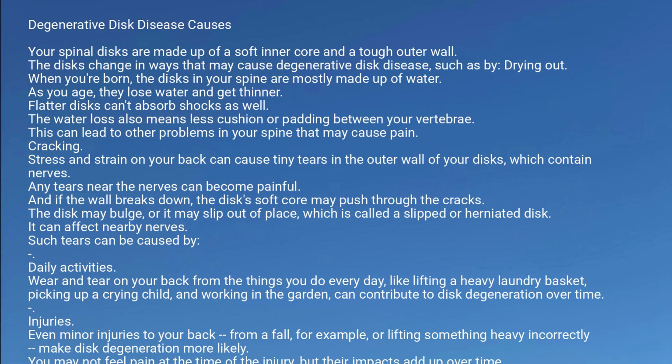Cracking. Stress and strain on your back can cause tiny tears in the outer wall of your discs, which contain nerves. Any tears near the nerves can become painful, and if the wall breaks down, the disc's soft core may push through the cracks. The disc may bulge, or it may slip out of place, which is called a slipped or herniated disc. It can affect nearby nerves. Such tears can be caused by daily activities.